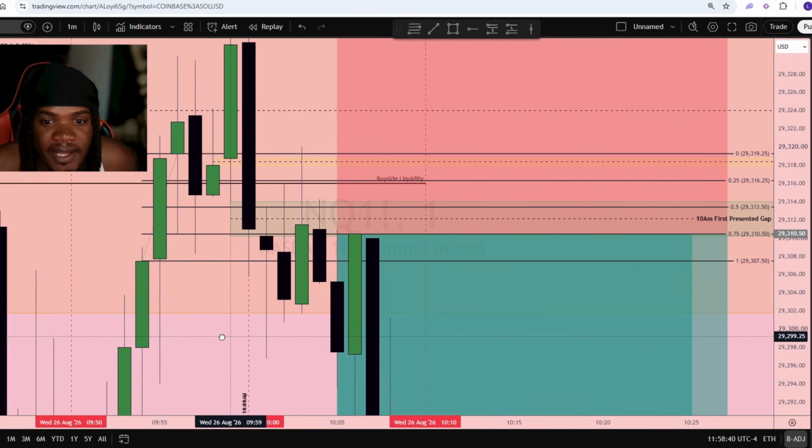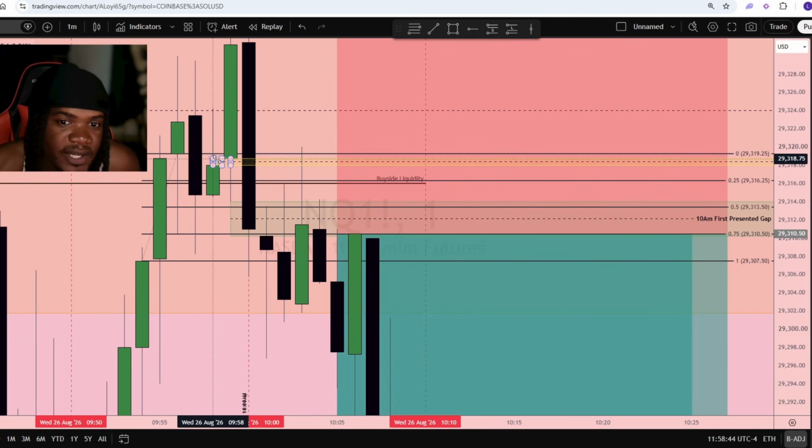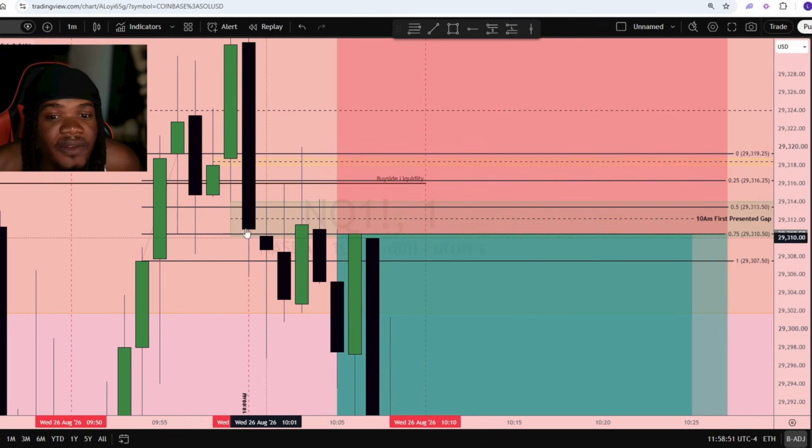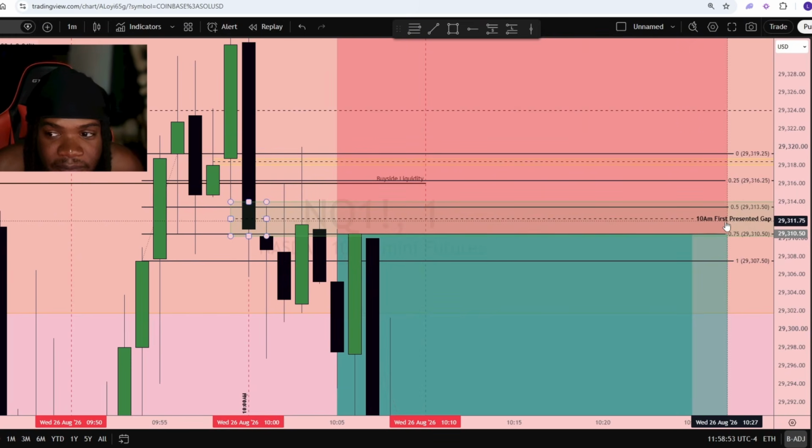So what was the next thing that I seen, you know, when I was on the charts this morning? So after they created this volume imbalance, the market broke down. We created another fair value gap right here. What is this fair value gap? This is the 10 a.m. first presented gap.